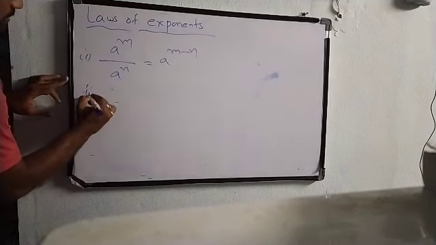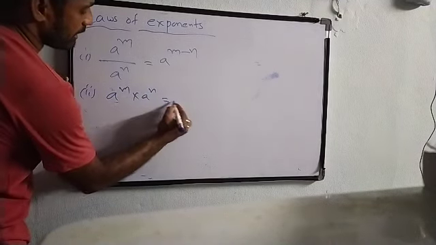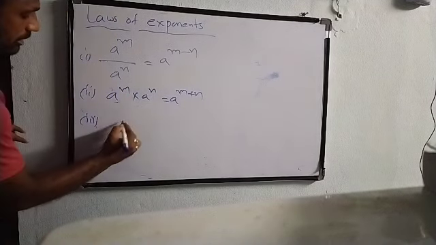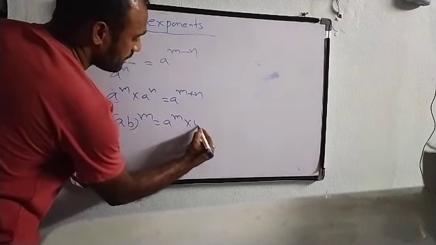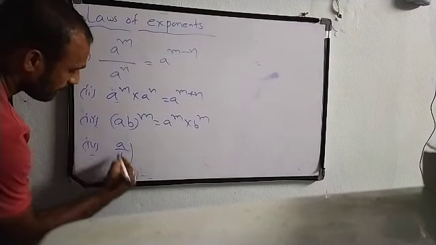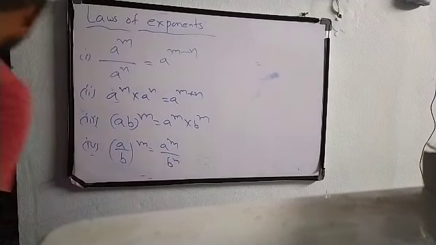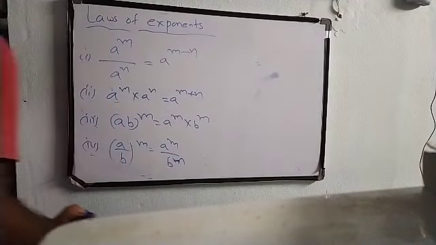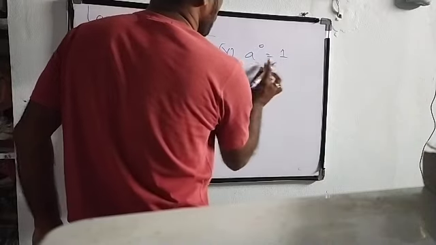The second law is that a power m into a power n can be written as a power m plus n. The third law is that ab whole power m can be written as a power m into b power m. The fourth, a by b whole power m can be written as a power m by b power m. The fifth law, a to the power 0 is equal to 1.